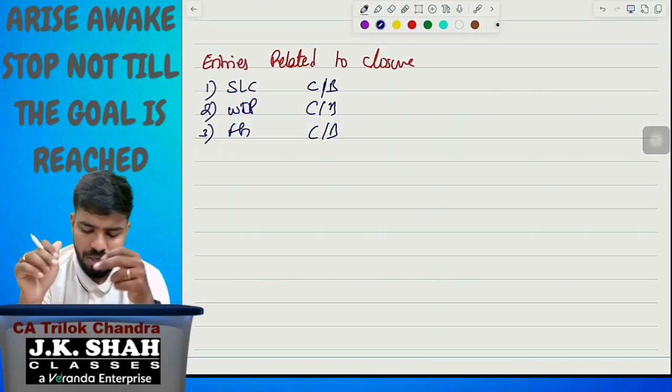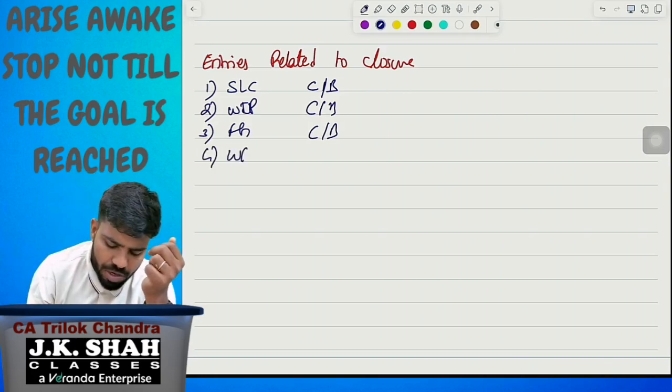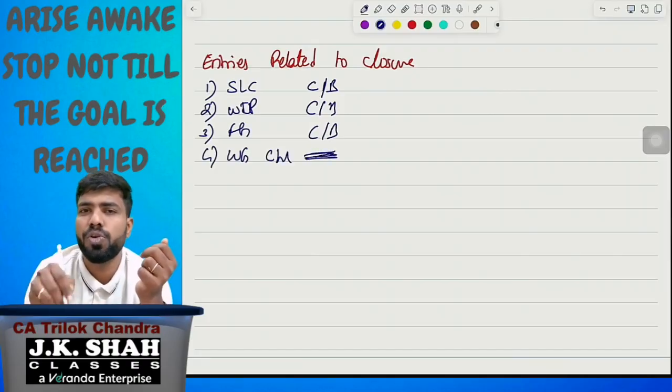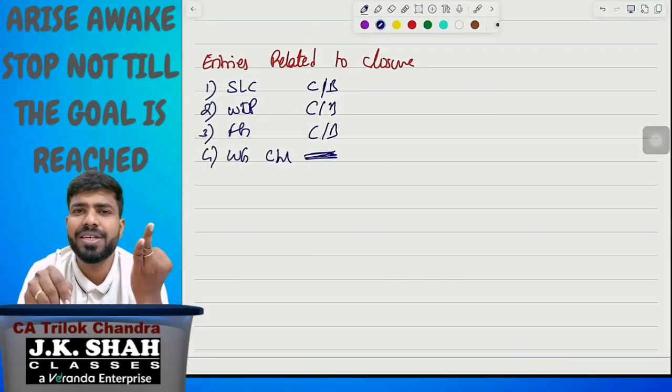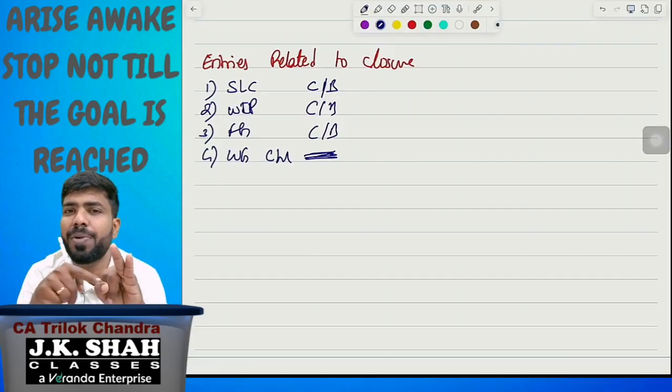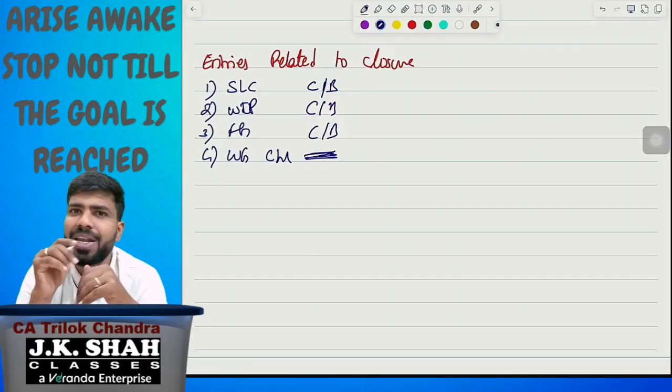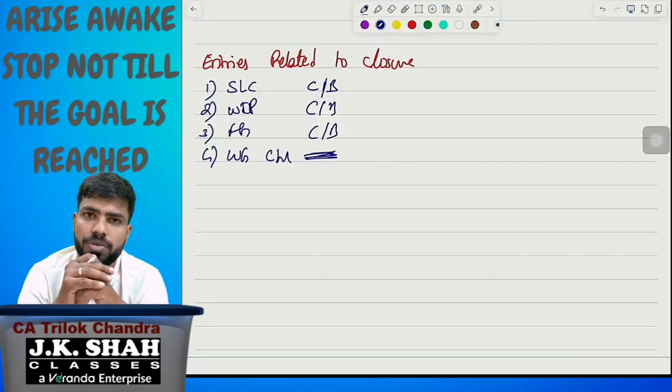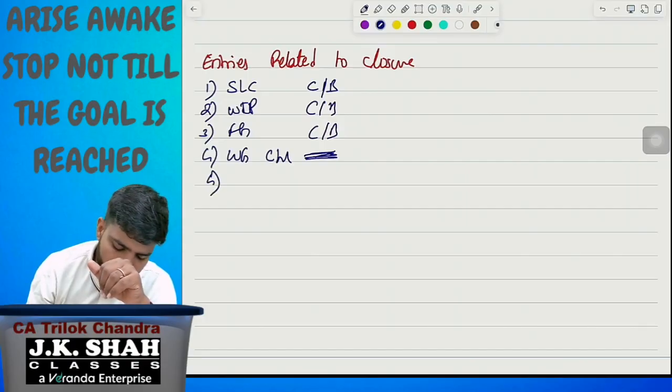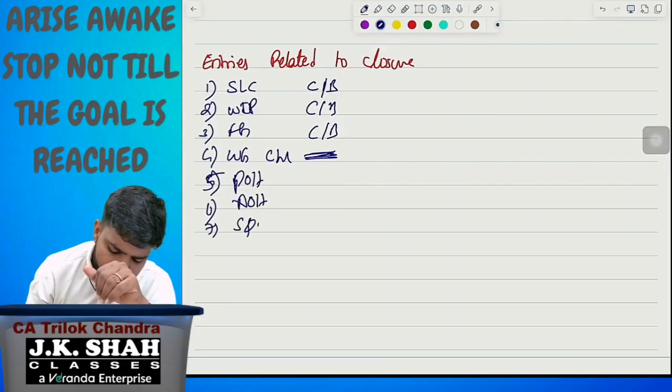Take the closing balance. Now it's time to close the wages control account. Actually speaking, the wages control account will automatically be tallied. I already told you: payment entry, utilization entry. If you pass these two entries, it will get automatically tallied. You will not find any balance in the wages control account. Next, number 4. Number 5, production overheads. Number 6, administration overheads. Number 7, selling and distribution overhead.